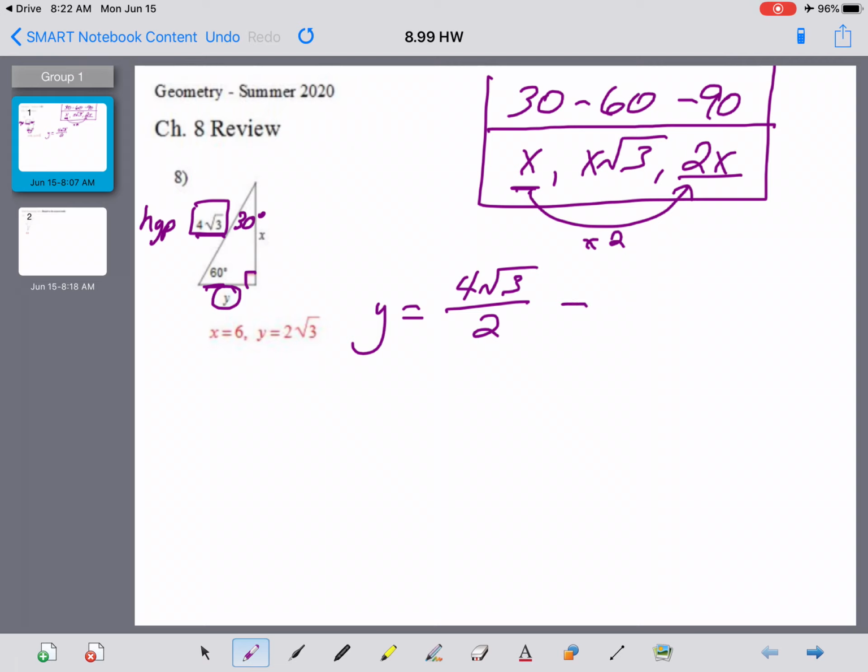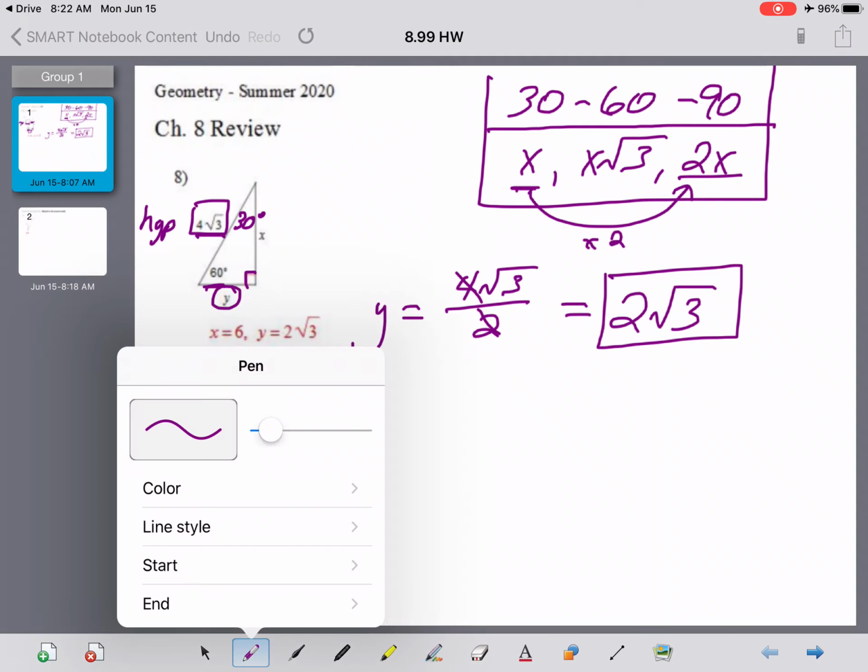But for those of us doing this by hand, I want you just to realize that there's a common factor of 2 here in the 4 on the top and the 2 on the bottom. So we just divide a 2 out. 4 divided by 2 is 2. The root 3 goes along for the ride, and the 2 on the bottom, when you divide a 2 out, just leaves you with a 1, and we never need to write a 1 on the bottom of a fraction. So 2 root 3 is the value of y. That is your short leg.